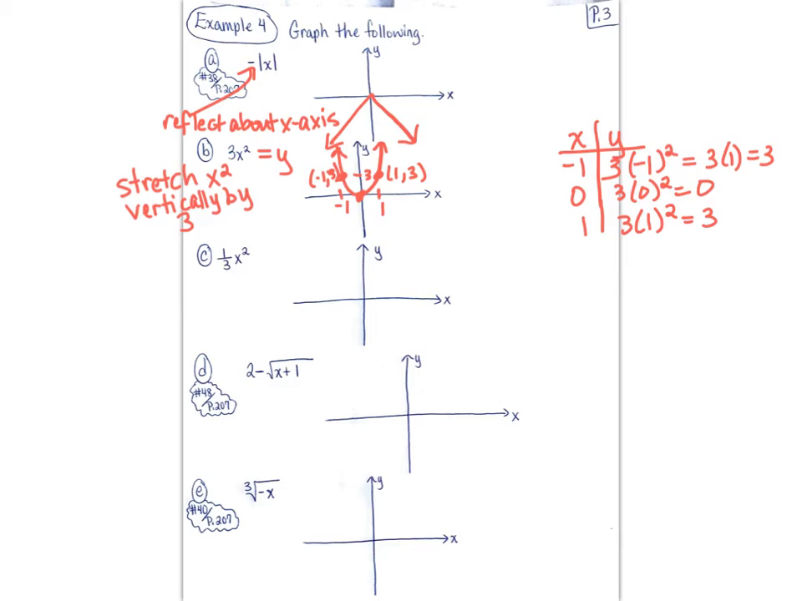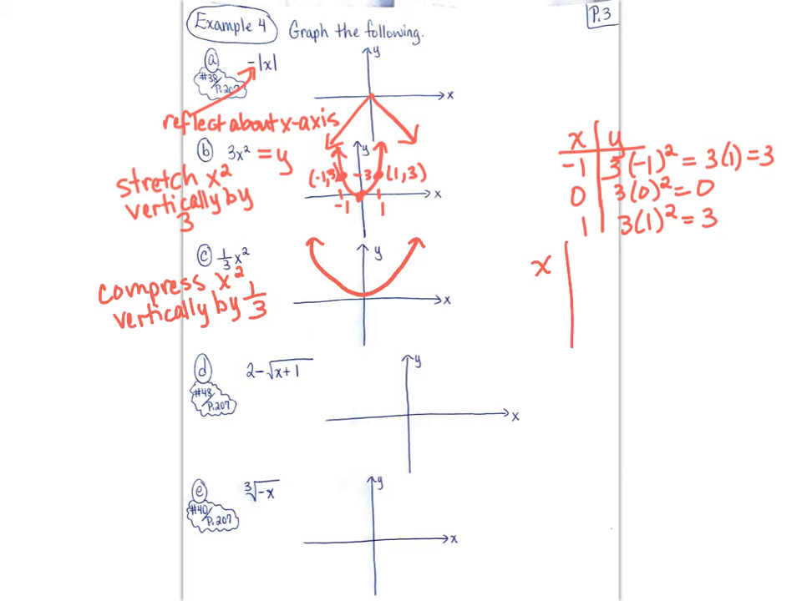Now, part C, you have 1/3 x squared. 1/3 out in front. Notice that 1/3 is between 0 and 1. So that means that it's compressing x squared vertically by 1/3. Remember that a vertical compression is the same thing as a horizontal stretch. Okay, so there you go. This makes it wider. It makes x squared wider.